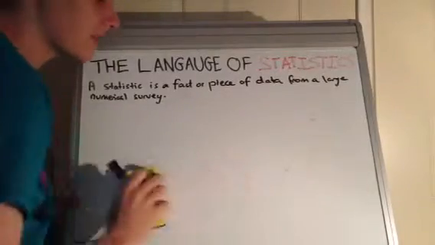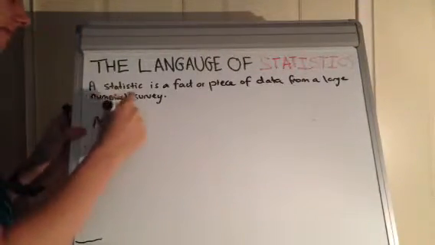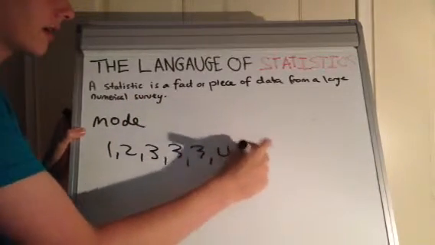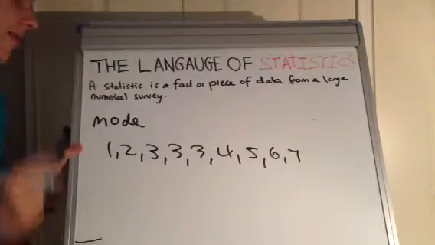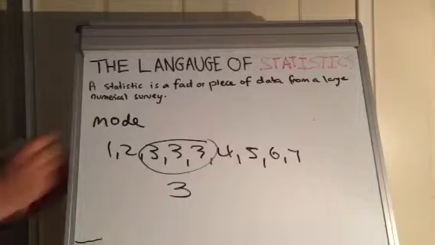We've gone through some of these simple stat concepts. The next one is mode. Let's say we had a data set like this. The mode of this data set would be 3, because it's the most common occurring number.